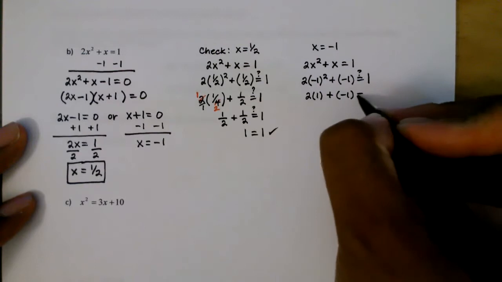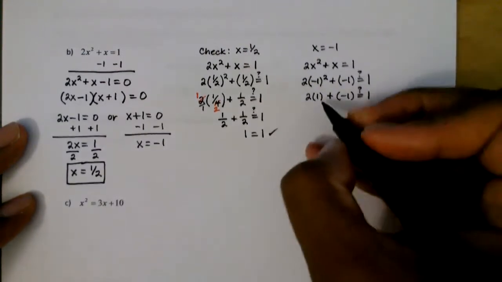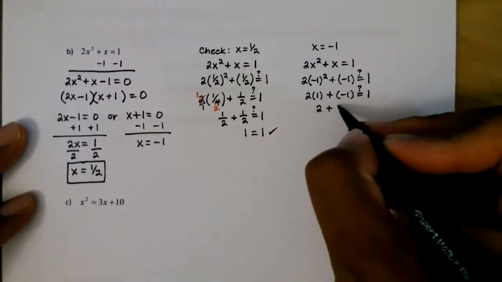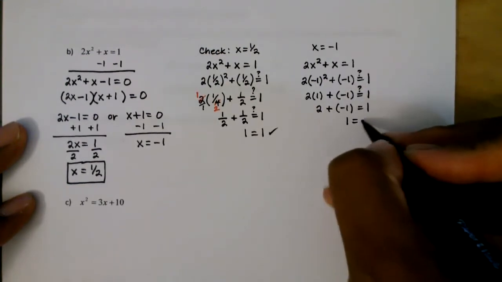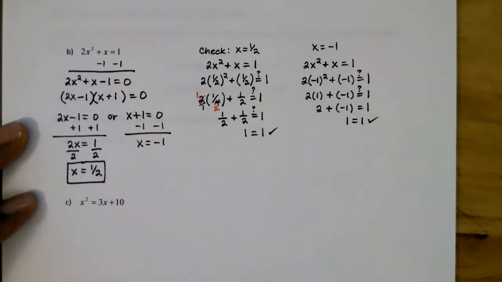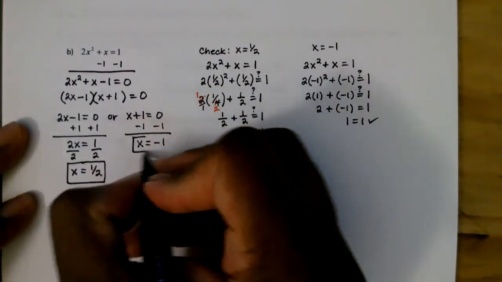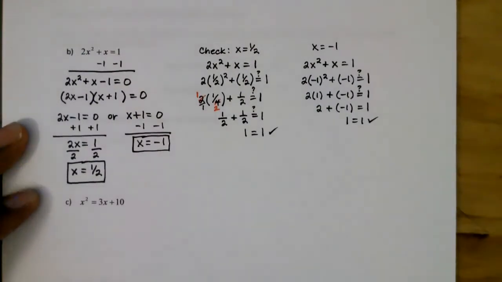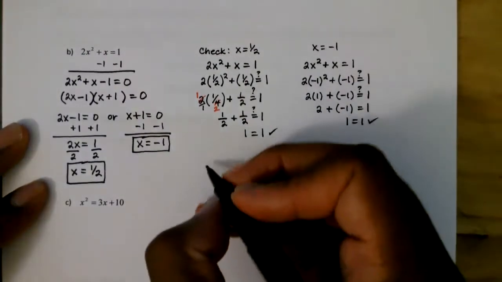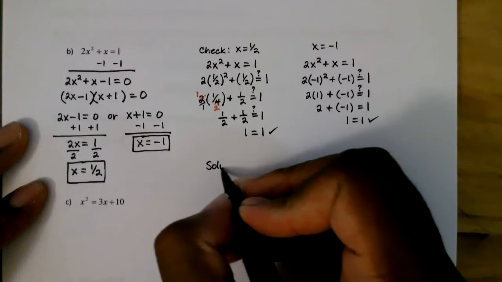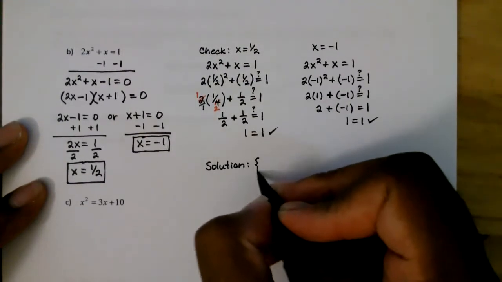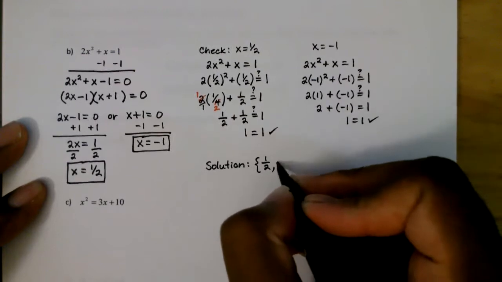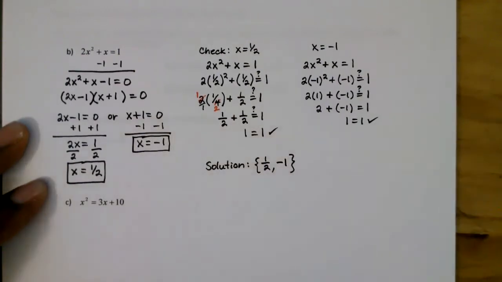I'll just write the rest of this down. And then 2 times 1 is 2. 2 plus negative 1 is a positive 1. So that checks as well. So I can box in x equals negative 1. So here again, I had two solutions for this quadratic equation. And that's going to be 1/2 and negative 1.